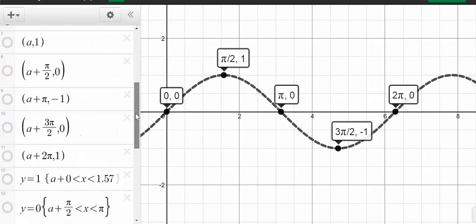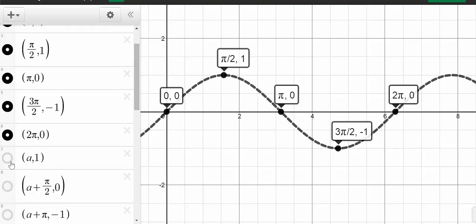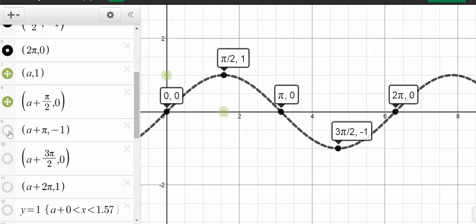How does the cosine curve start? See my green dot just appeared? 0, 1. Then what's the next one? Then pi over 2, 0. Good. What's my next one? Pi, negative 1. So look at my green dots, they are appearing. Then what? 3 pi over 2, 0.